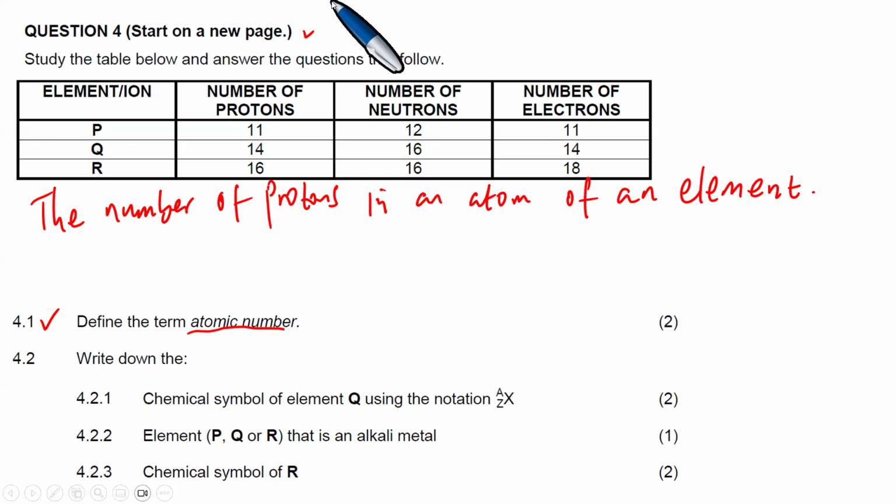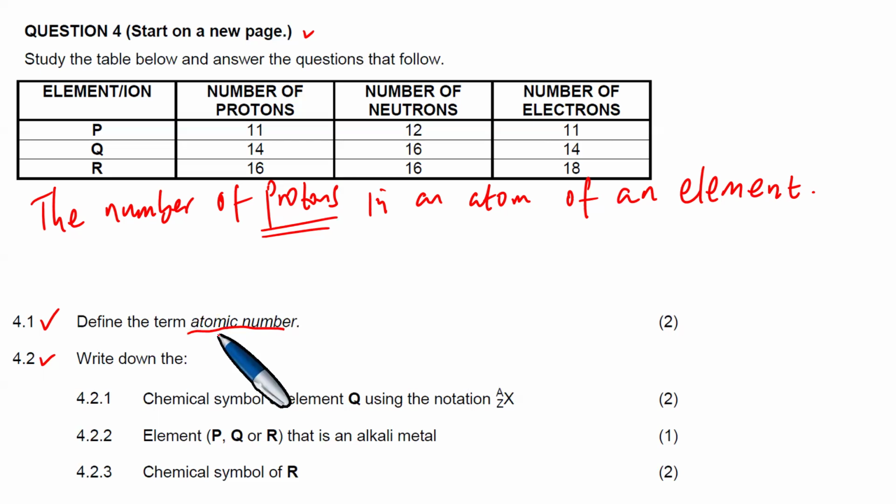By atomic number, we mean the number of protons of an element. So by an atomic number, we just look at the number of protons in an atom. If the protons are a given number, then we say that is the atomic number. Okay, let us look at the next question in 4.2. So atomic number is just the number of protons in an atom.